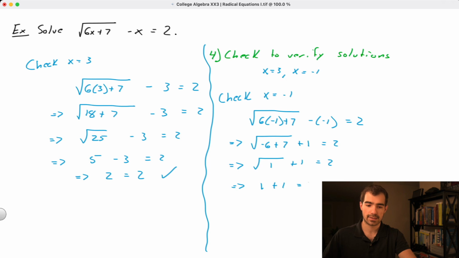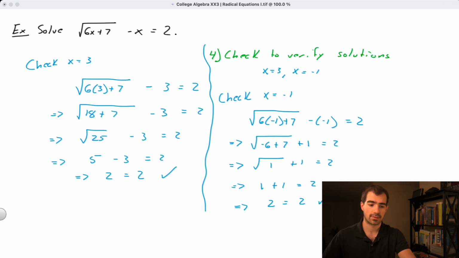And so on the left-hand side here, we have 1 plus 1, or 2, which again, in this case, does equal 2. And so we can confirm that -1 is also a solution. So in this case, both of the values that we found do work. They are both solutions, but that's not always going to be the case, as we'll see in our next example coming up. But at least for now, this will allow us to conclude that our solution is -1 and 3.